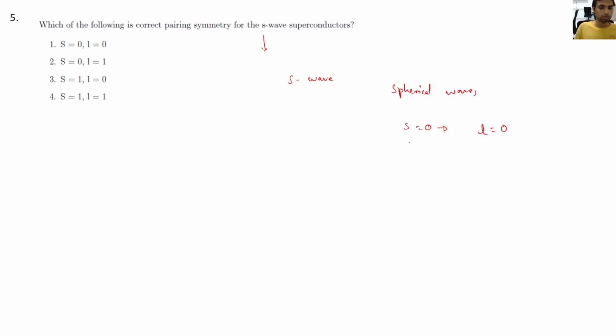So why is this necessary? Because so as to follow the Meissner effect, it has to be satisfied. That is why we need S equal to 0 as well as L equal to 0.